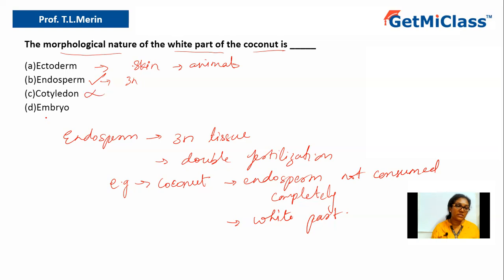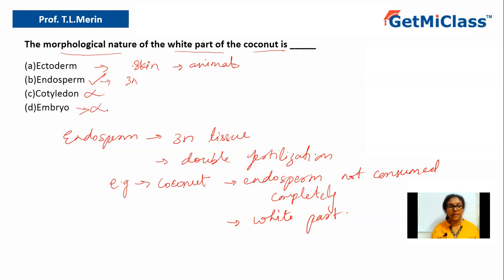Now, option D says embryo. I said no cotyledon, and we are talking about the coconut as a fruit, so it doesn't have a cotyledon. Now, what about embryo? Of course, the white part, as I have already told you, is endosperm, not the embryo, because the embryo is the one which will feed on the endosperm, and during maturation, in most cases, it will consume the endosperm completely. But in some cases, the endosperm will not be consumed, and that will be retained, and that is what is seen as the white part in the case of coconut.